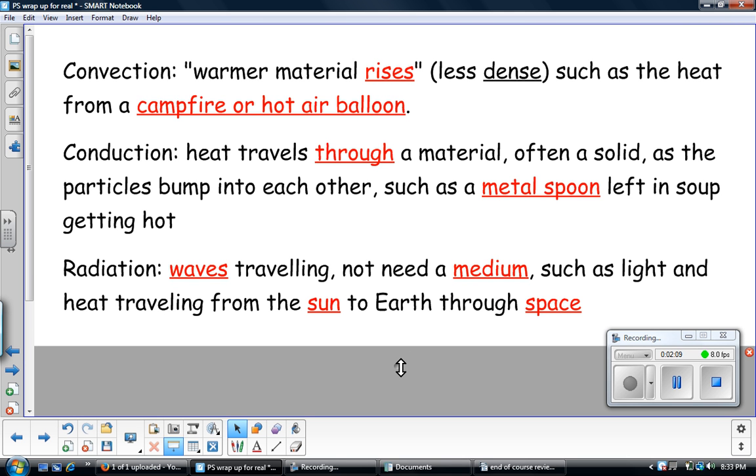The reason that we're discussing this now is that we just talked about radiant energy. So heat can also travel as a wave, just like the heat from the sun gets to us through outer space. So when radiation happens, heat waves travel. They don't need a medium. It can just go through the vacuum of space, just like light does from the sun.